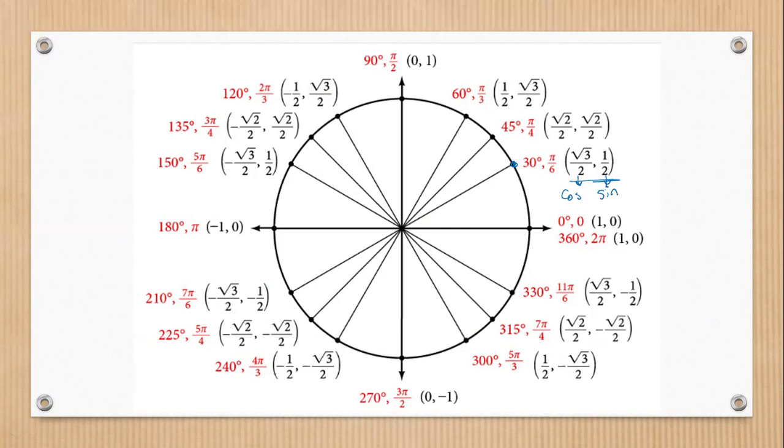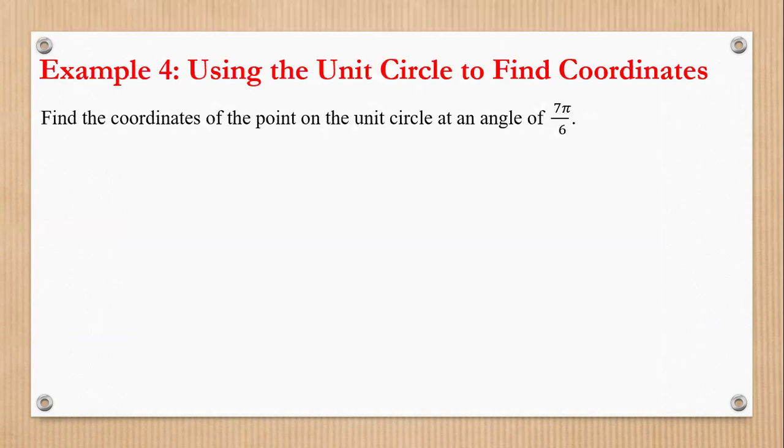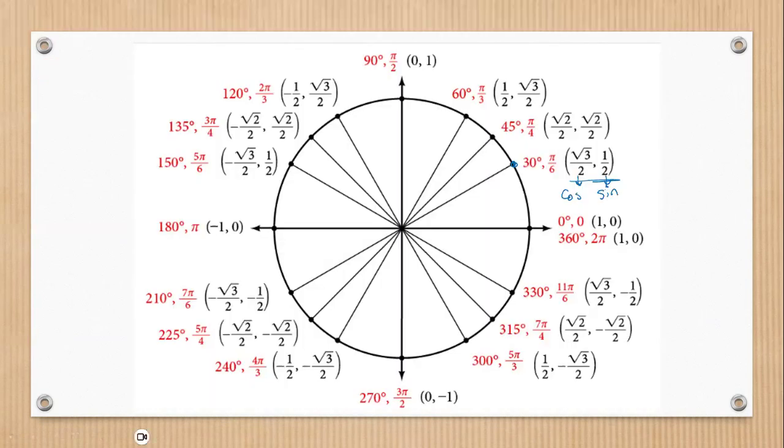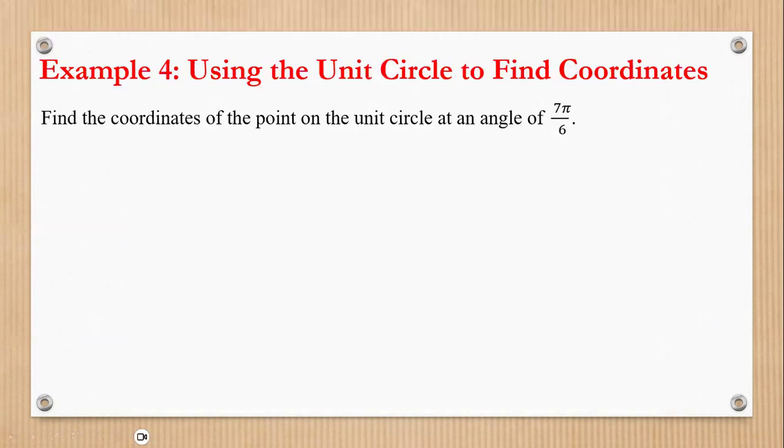Next example, it says find the coordinates of the point on the unit circle at an angle of 7 pi over 6. I can go back to this picture and find the coordinate for that angle, but I want to do it by myself. I don't want to look at that table. And see how we can find the coordinates of 7 pi over 6.